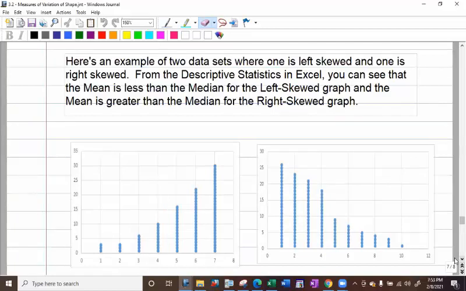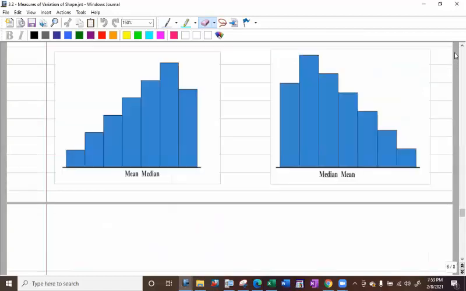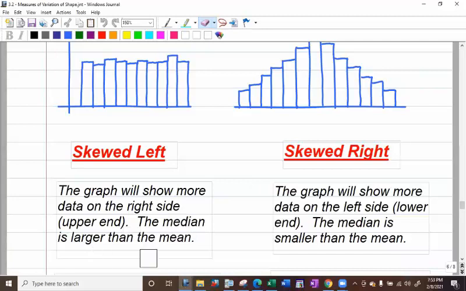Next one looked like I did 1 through 10. So you see on the graph on the left, it's heavier on the right side. So that means skewed left, which means calculation-wise, the median should be larger than the mean. Yeah, which is the same thing as saying the mean is less than the median. But the median is larger than the mean.